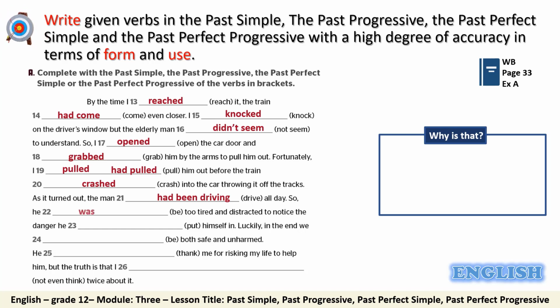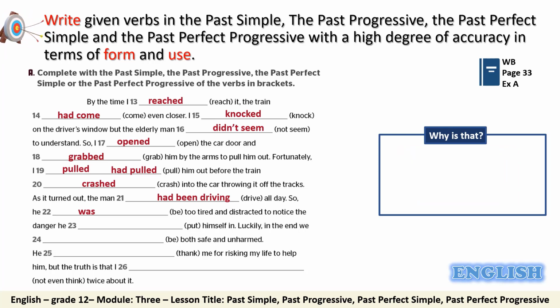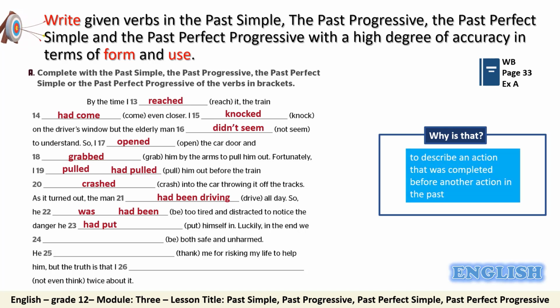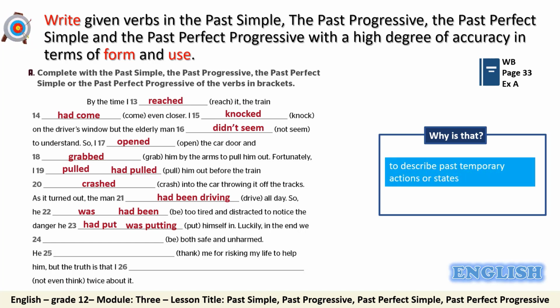Excellent. You can write was, referring to completed actions which happened one after the other in the past. Also, you can write had been as a correct answer. Then space 23, also you can have two possible answers. You can write had put. Do you know why? Excellent, because the action was completed before another action in the past. The other possible answer is, very good, was putting, referring here to a temporary past action.